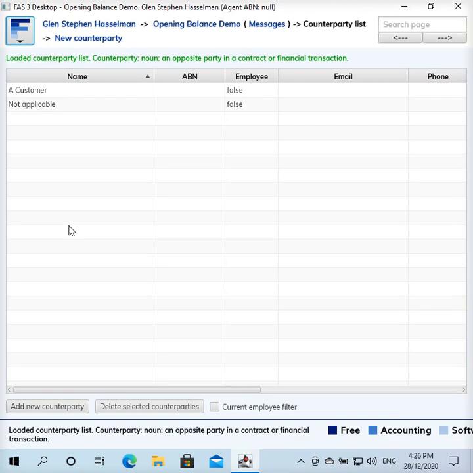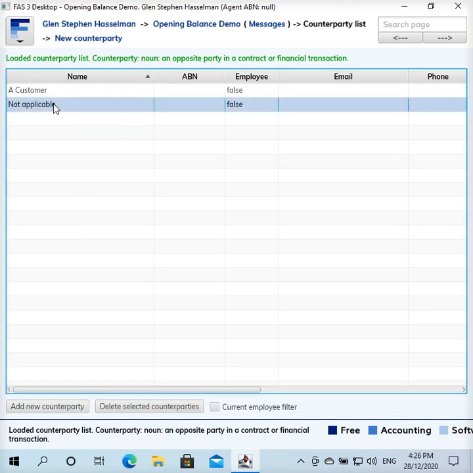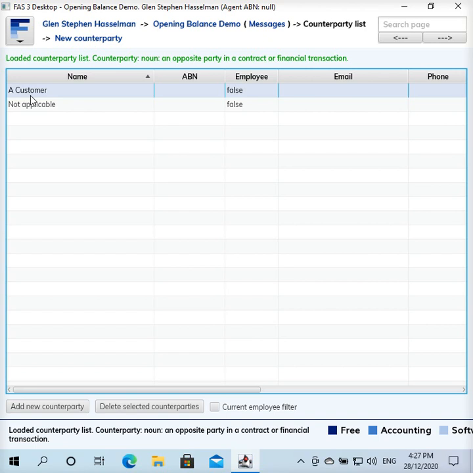Let's set that up. In the counterparties, I've got one set up called not applicable. I think it's useful to have one called not applicable for when you're buying stuff from, like, a supermarket or petrol station or whatever, where you're not really too concerned about recording the name of the supplier, or when you're doing journals, as we will be doing in this video, where it's not really relevant. I've also set up one for a customer. I've just called the customer a customer because we will be actually entering a few invoices, and on those you do need to put the actual customer name.